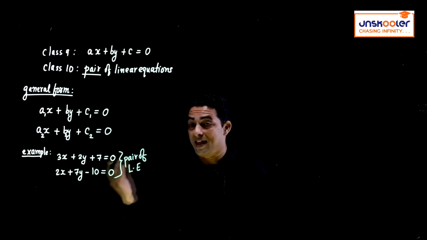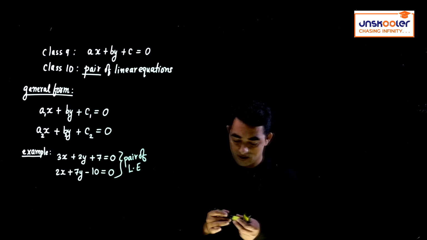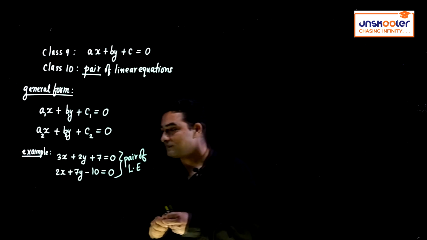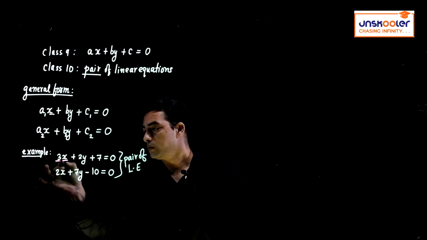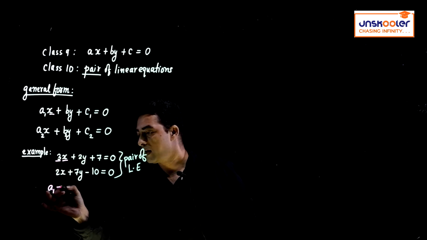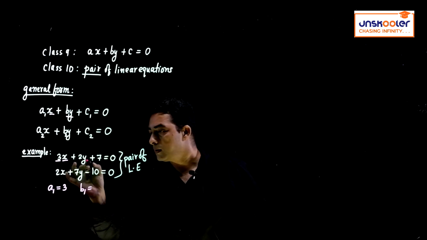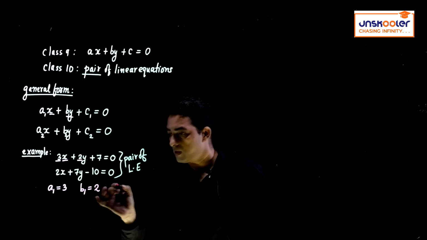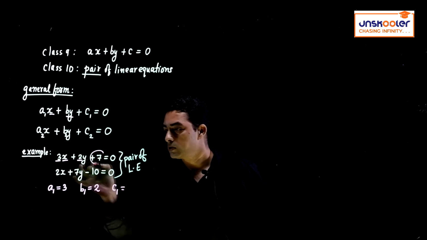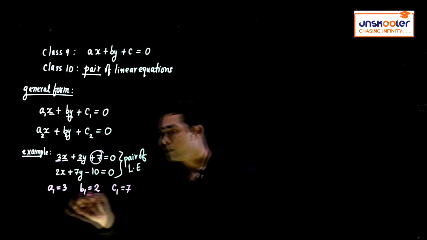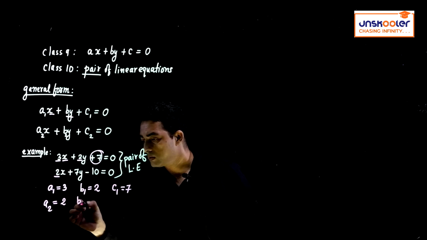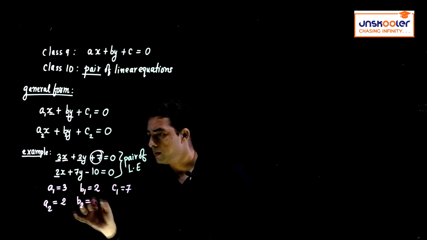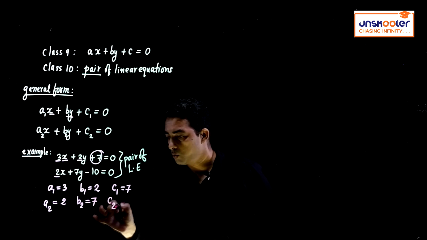We have to find out what a1, b1, c1 are, which will be very, very simple. What's a1? a1 corresponds to the coefficient of x in the first equation, so my a1 would be 3. What about my b1? b1 is 2. What about c1? c1 would be 7. For a2, I have to go over here. This is 2. What is b2? b2 would be 7.